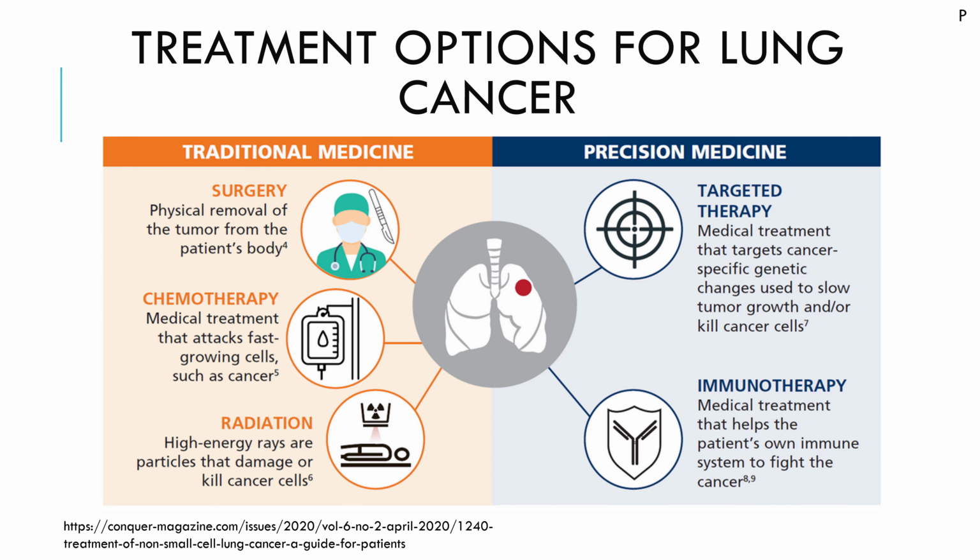There are several treatment options that are available for lung cancer, and they fall into two main categories: traditional medicine and precision medicine. Traditional medicine means surgery, standard chemotherapy, or radiation treatment. Precision therapy is a targeted therapy, and we'll be talking more about that, and also immunotherapy, which is something that we will largely not be talking about, but it is coming to the forefront in medicine as well. Next.